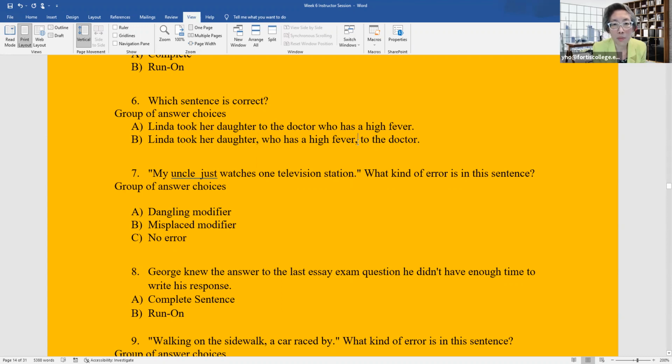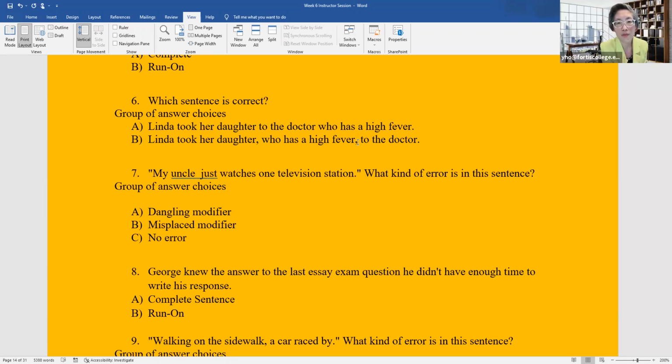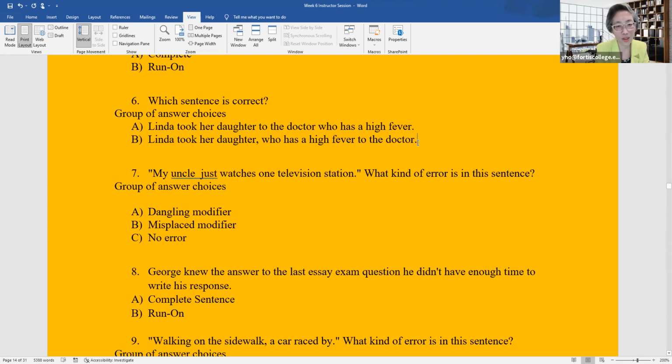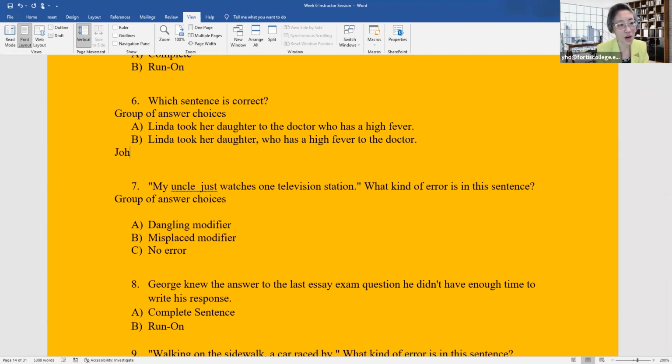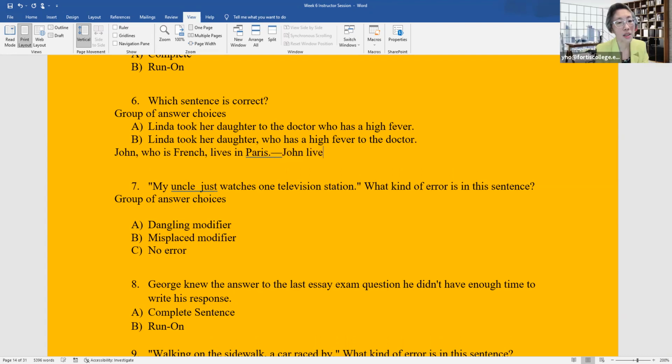So when you write the paper, you get to decide whether, when a "who" is in the middle of a sentence, you have to have commas or not. This has to do with appositives. So I'm gonna pause the practice quiz for a second. If I say, John, who is French, lives in Paris, this sentence is equal in meaning to John lives in Paris. Why? Because I put commas there. That means it's not really that important if he's French, Spanish, or whatnot.